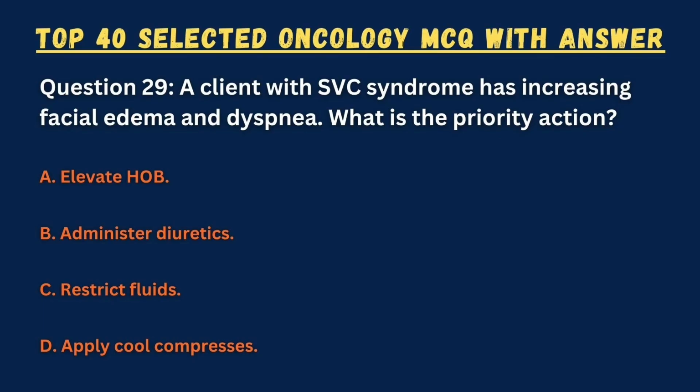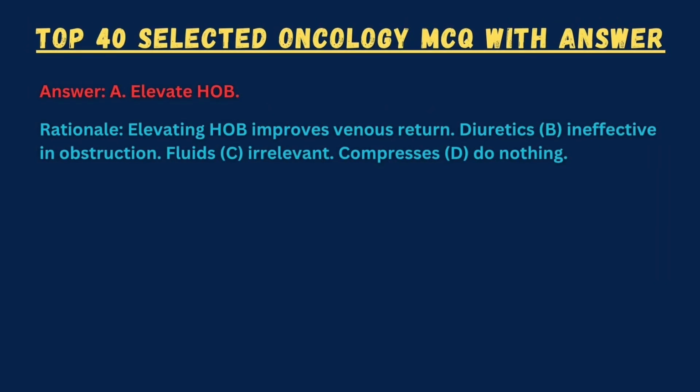Question 29. A client with SVC syndrome has increasing facial edema and dyspnea. What is the priority action? A. Elevate HOB. B. Administer diuretics. C. Restrict fluids. D. Apply cool compresses. Answer: A. Elevate HOB. Rationale: elevating HOB improves venous return.